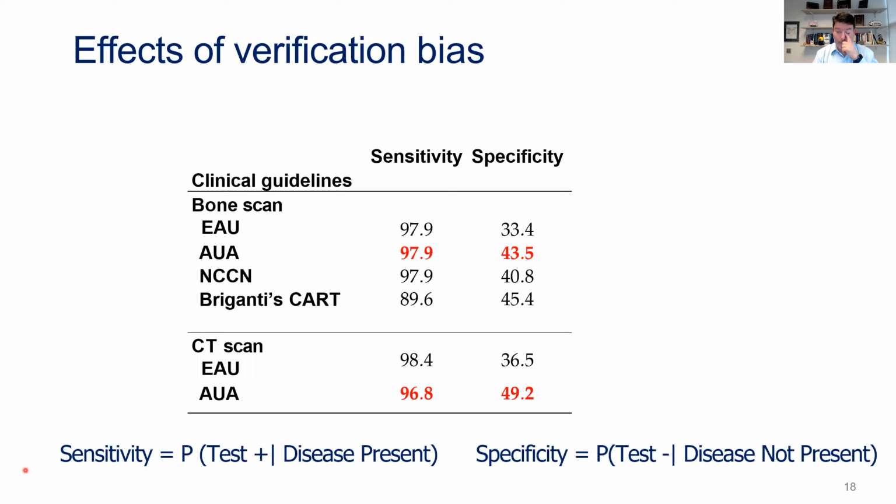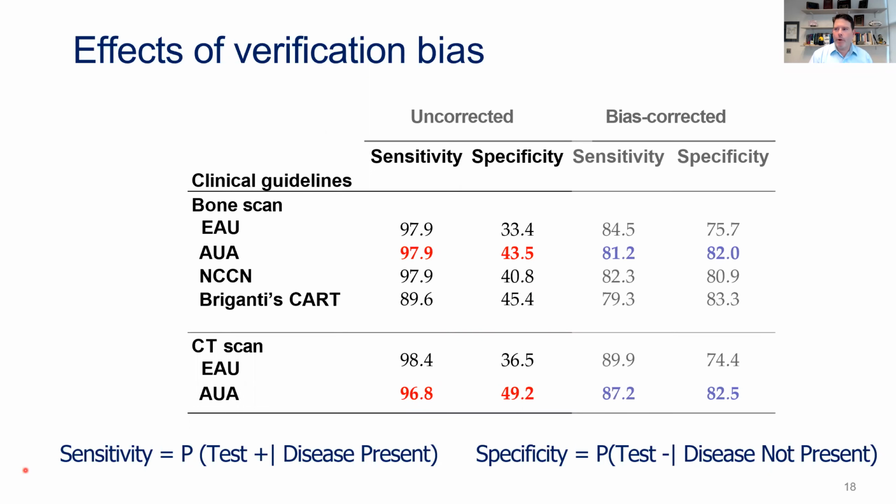Okay, so this is basically a very naive approach. I'll focus in on the AUA, because that's the American Urology Association guideline, so we might think that's most relevant to MUSIC. If we compute sensitivity and specificity based on the original data, so this is the data for patients for whom we have imaging results, we get incredibly high sensitivity and incredibly low specificity. And the point I want to make is that verification bias has completely disrupted the data there.